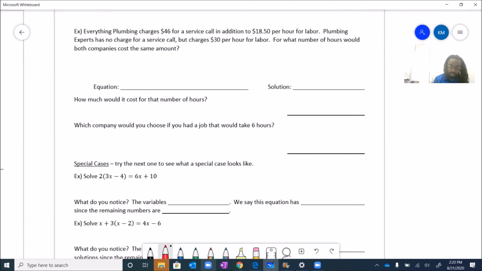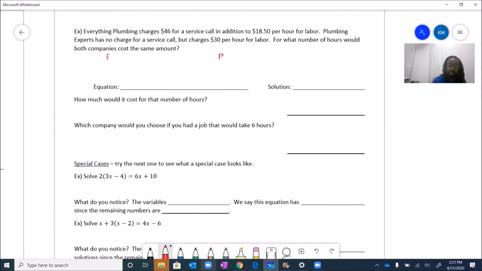So here we're looking at two things, and I always like to label my equations. We have Everything Plumbing, E, and Plumbing Experts, P. All right, so Everything Plumbing starts with E, I'll use that, and then Plumbing Experts starts with a P, I'll use that, just to label it for myself a little bit.